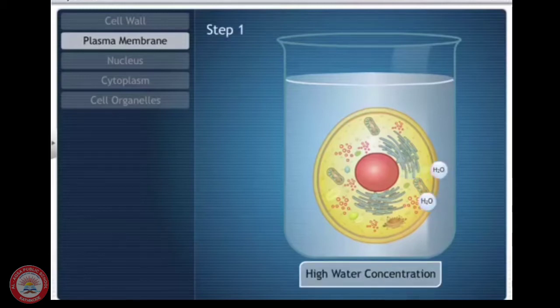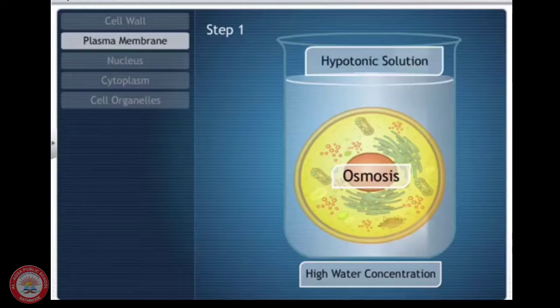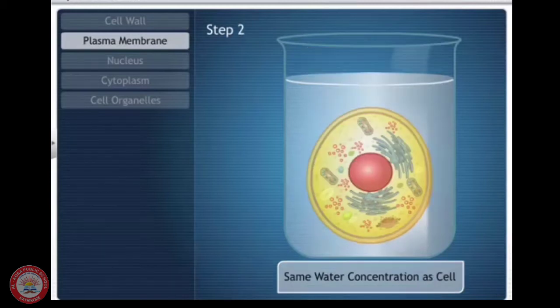If the medium surrounding the cell has a higher water concentration than the cell, the cell will gain water by osmosis and swell up. Such type of solution is called hypotonic solution.